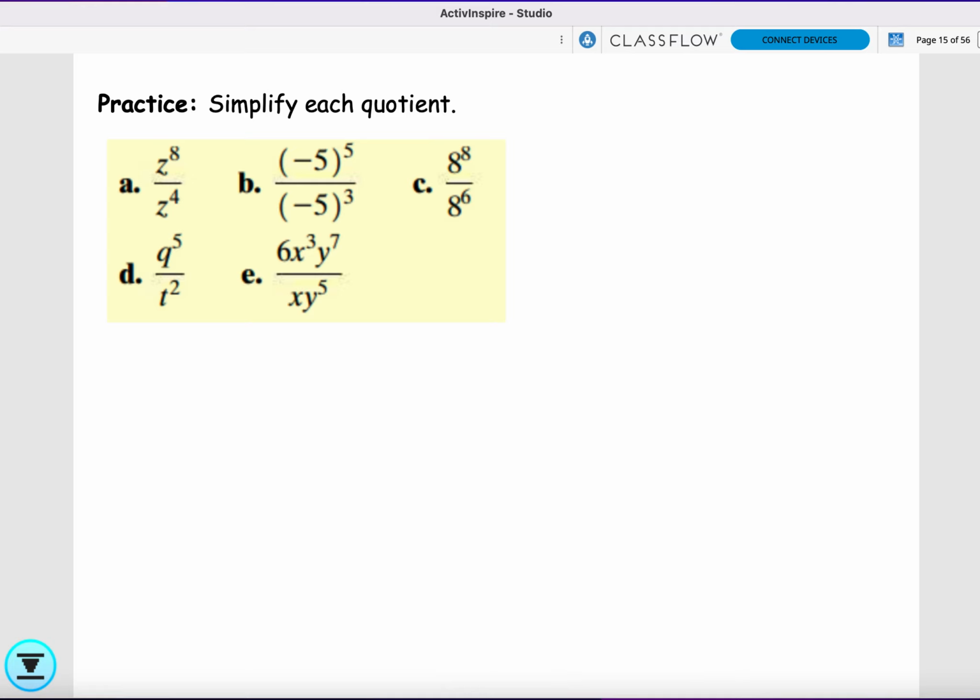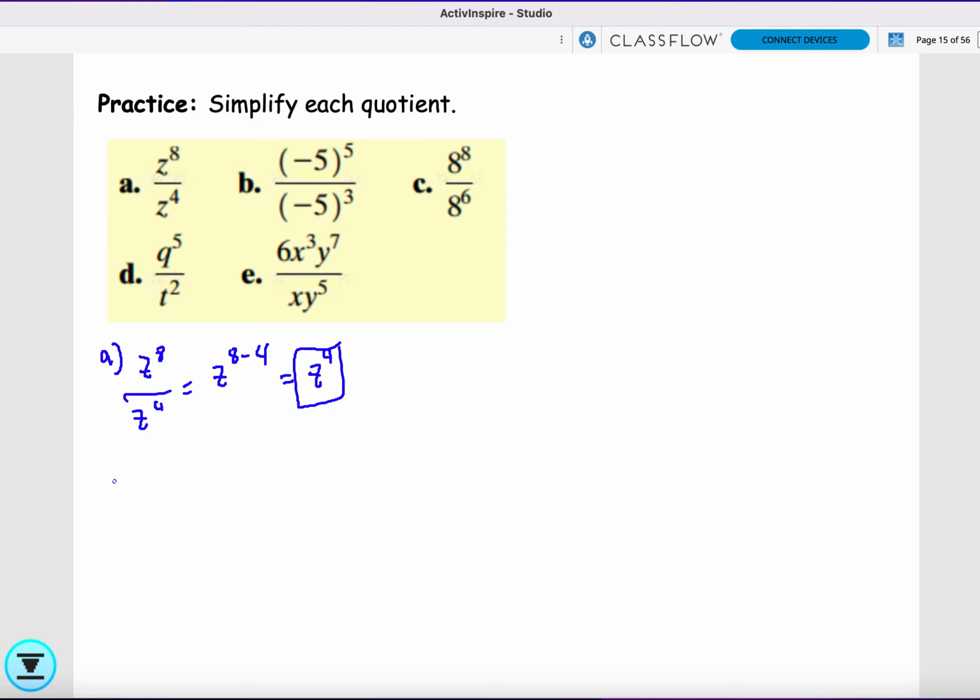Here are these practice problems, guys. Simplify each quotient. So you are going to have to use the quotient rule here, ladies and gentlemen. I'm going to go ahead and show you. Remember, if it's the same base, you subtract the exponent. So A, we have z to the 8 over z to the 4th. So that's going to be z to the 8 minus 4, which is just z to the 4th.